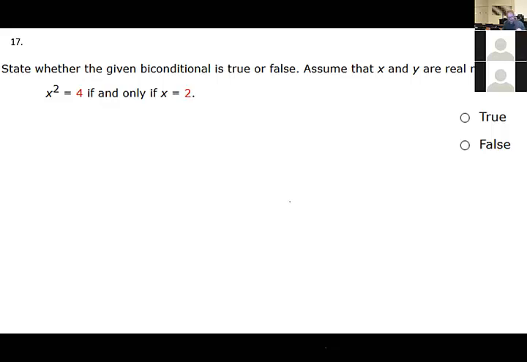And there's a key to understanding whether it's going to be right or wrong. And I think maybe I can explain it to you. Once you understand it, if you see a problem like this, you almost know what the answer is going to be. So if you look at this problem, this is an if and only if. It says x squared is equal to 4 if and only if x is equal to 2.